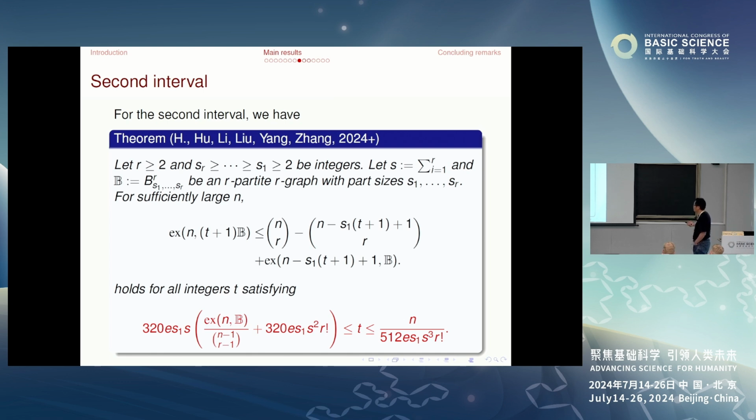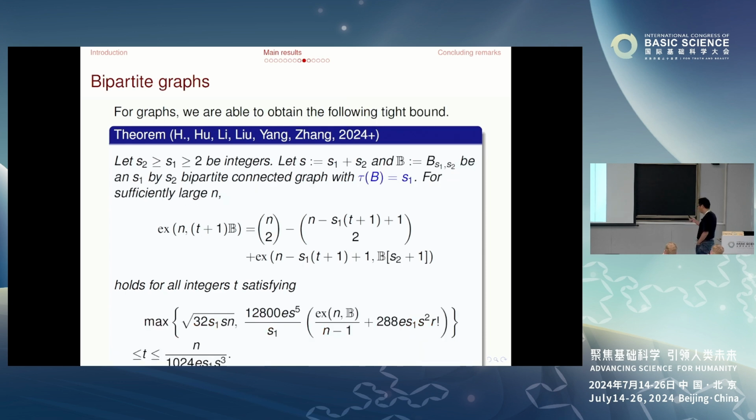Okay, B is an r-partite r-graph. For r equals 2, we can get better. It means that if B is a bipartite connected graph, and its current number is s_1, we always need to use this one. The current number is the number of vertices in one part, in the small part.